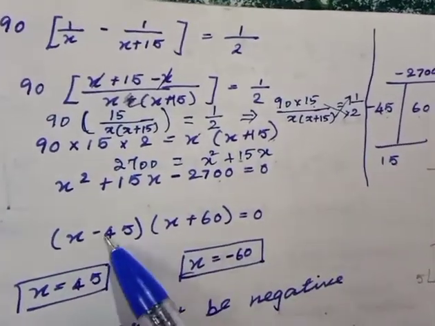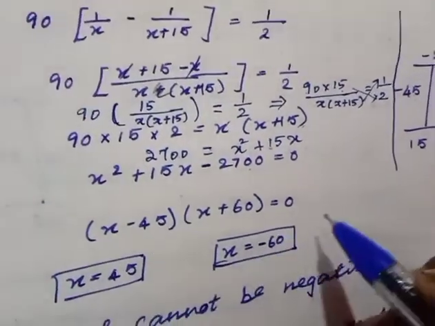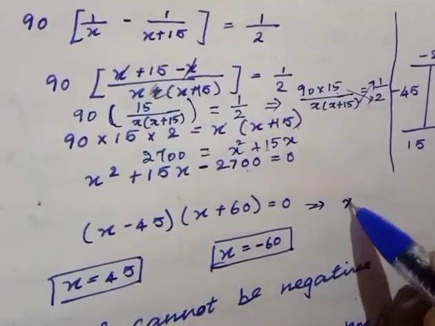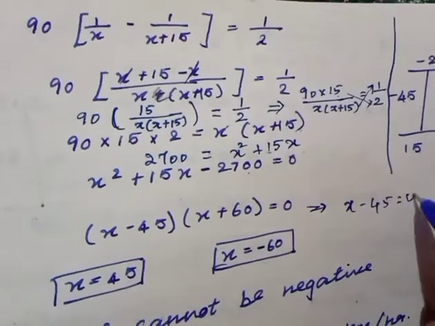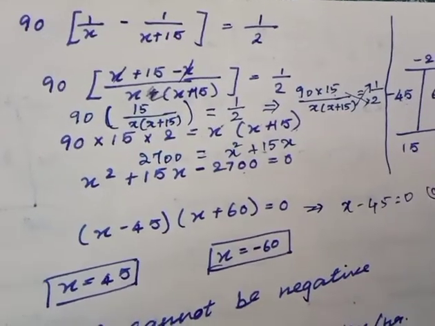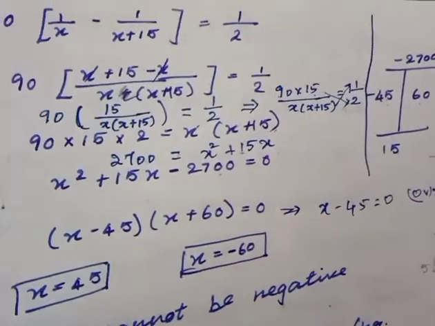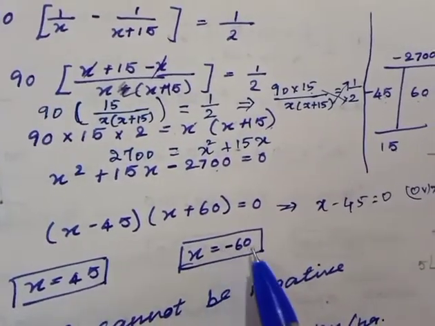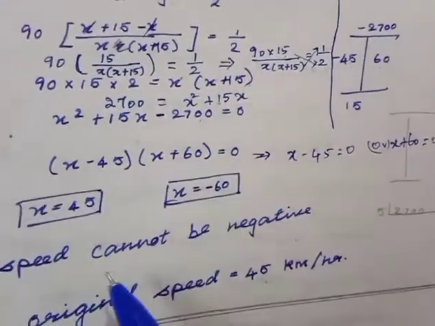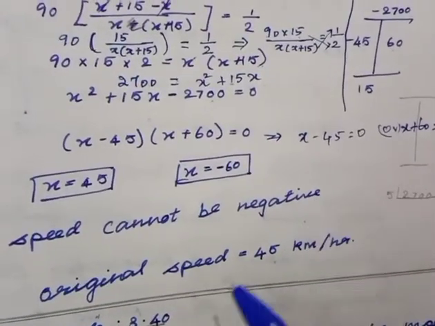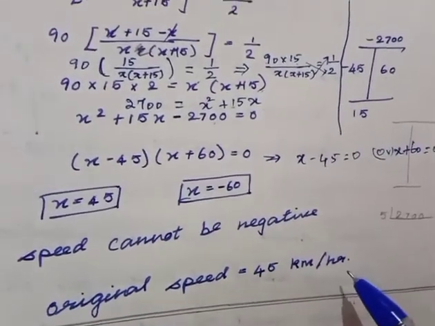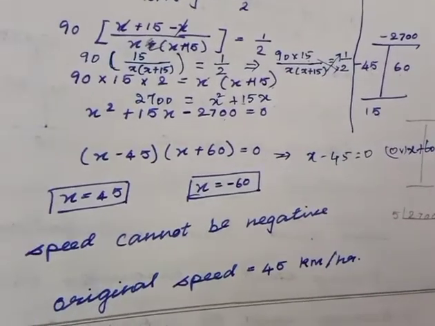So this implies x minus 45 is equal to 0 or x plus 60 is equal to 0. So that is x is equal to 45, x is equal to minus 60. So speed cannot be negative. So original speed is equal to 45 km per hour.